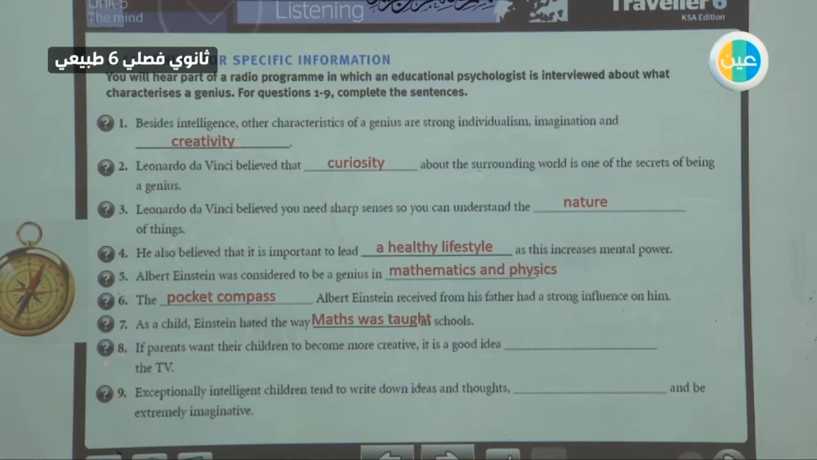Now we come to the advice. If parents want their children to become more creative, what do they have to do? It's a good idea to switch off the TV. Exceptionally intelligent children tend to write down ideas and thoughts, and they ask questions, which is curiosity. They ask questions and are extremely imaginative. This is about the first part.